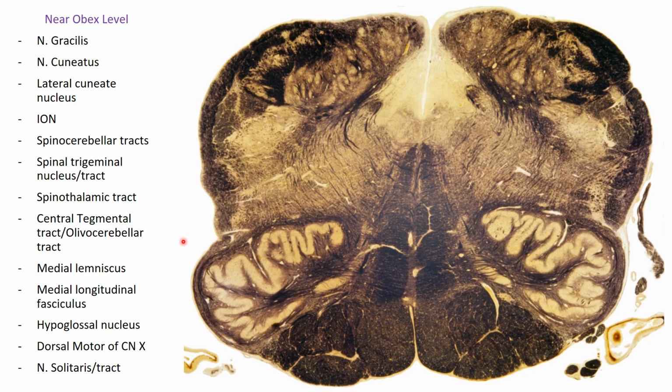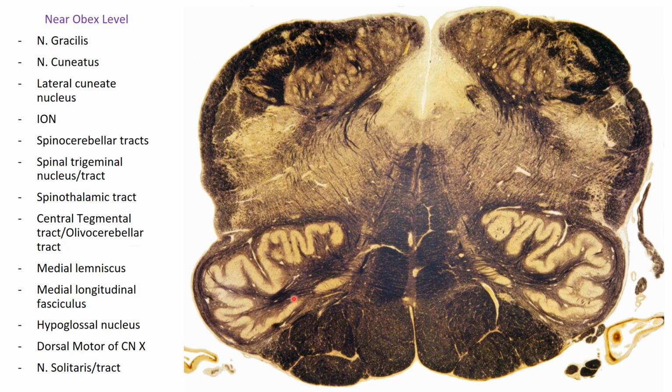Now, what I do want to point out is that we do have a central tegmental tract that's now going to be starting to be located here with the olivocerebellar tracts. The central tegmental tract is going to be coming from above, superiorly, running down to your olive. It connects the red nucleus and the olive, and you have the olivocerebellar tract, which is connecting the olive, or the inferior olivary nucleus, to the cerebellum.